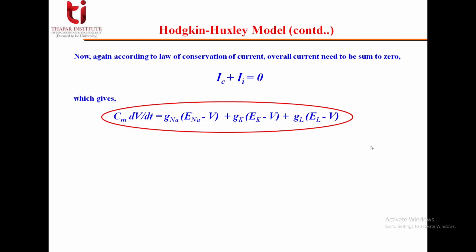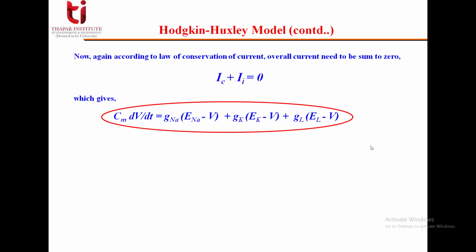So Cm dV by dt is the capacitive current, and this GNa is the conductance across the sodium ion channel, ENa is the resting potential contributing for sodium ion, and V is the membrane potential, that is, the net membrane potential across the membrane. Similarly, we have the equation for the potassium ion current and the leaky current.